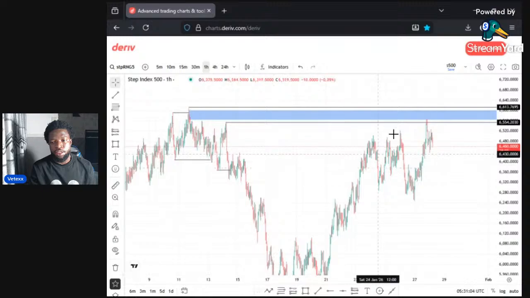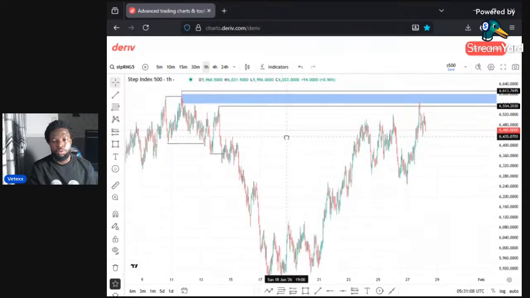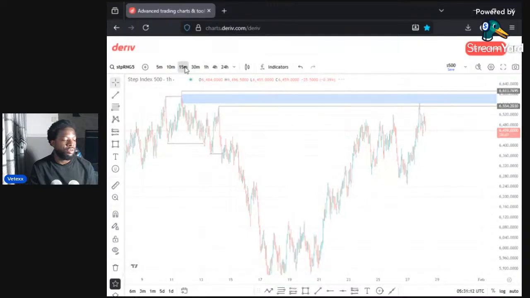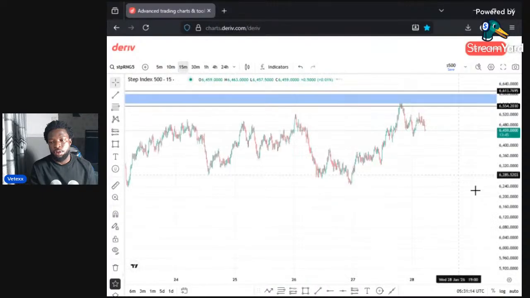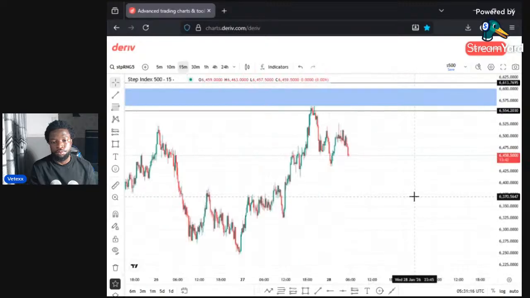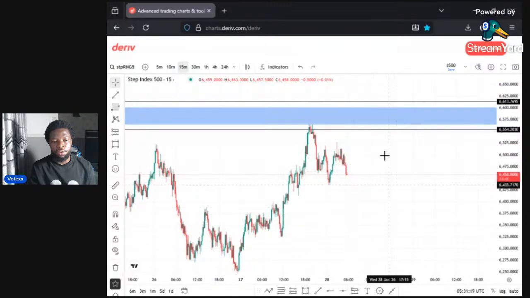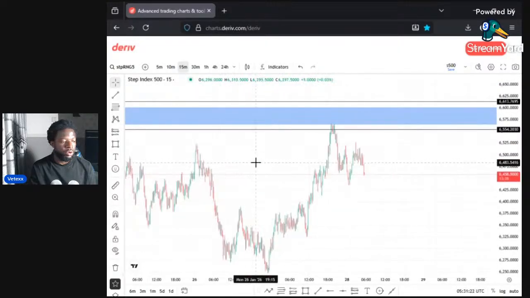You see, price has tapped into it and then it's trying to sell to the opposite direction. So this is what we have on Step 500. Now let's go to the 15 minutes time frame to see if we are going to see a sales continuation from there. Currently nothing is happening on Step 500, so we are going to be moving to the next pair.